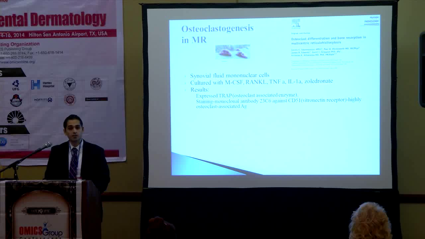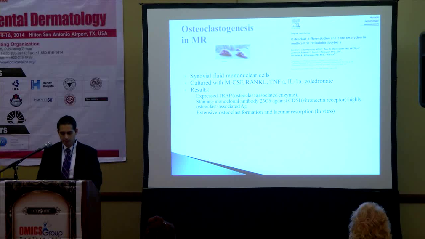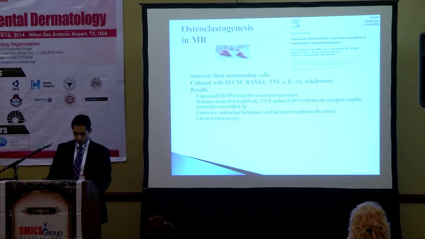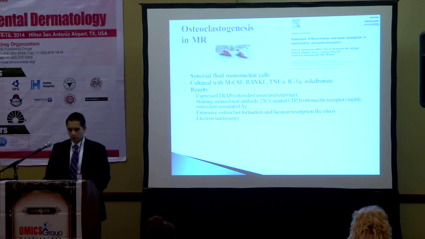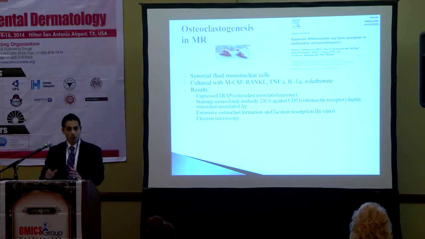They also stained these cells with monoclonal antibody 23C6, which is a highly osteoclast-associated antigen, and they picked up those cells. They also showed in vitro that there is extensive osteoclast formation and lacunar resorption. And using electron microscopy, they found that 90% of those mononuclear cells were macrophages before culturing with those growth factors, and after the growth, almost all of those became osteoclasts. And finally, they treated that patient with pamidronate, which is a bisphosphonate, effectively.